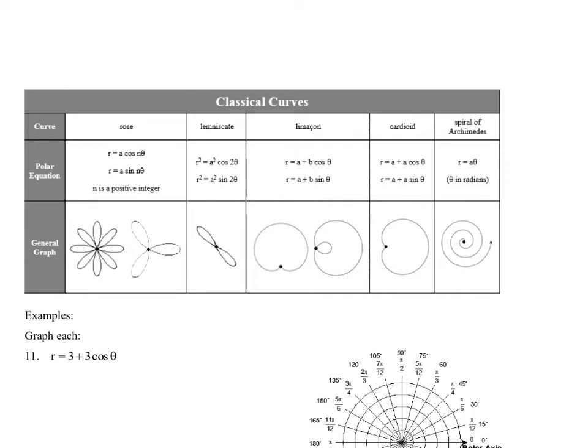But the moral of the story here is, it really doesn't matter what these things are called. It's more that there's an equation that corresponds with a picture. Now you may look at it and say, okay, couldn't I just put the equation in my calculator and then learn the characteristics that way? And my answer would be, yeah, that's a great idea, let's do that. So let's take a look at number 11, r equals 3 plus 3 cosine theta, and see how one might go through the process of graphing it in their calculator.